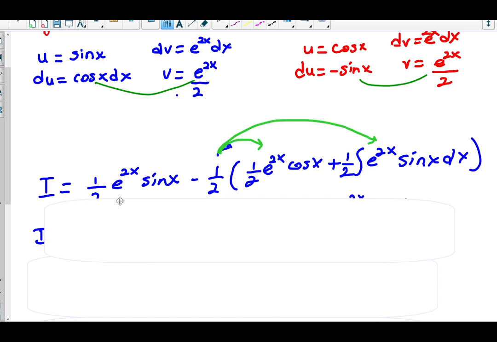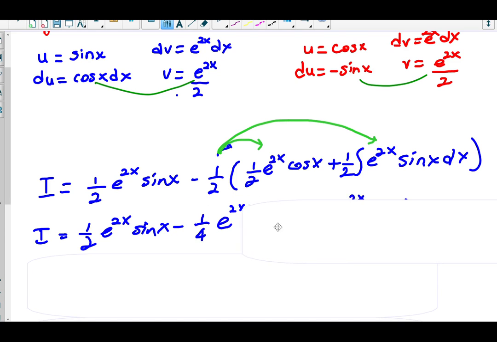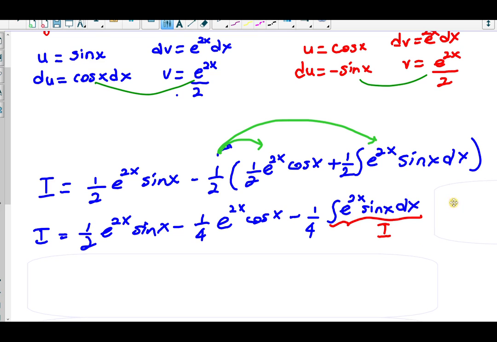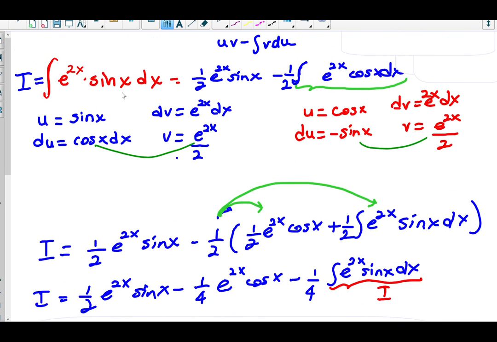So, and don't forget to bring down the very first term. So bring that down. Here you're going to have negative 1/4 e to the 2x cosine x. Here you're going to have also negative 1/4 times the integral of e to the 2x sine x. Okay, so at that point, we see that there is a repetition. We see that this integral is the same exact integral as what we were trying to find in the first place, right? So I'm going to call it I, the integral.